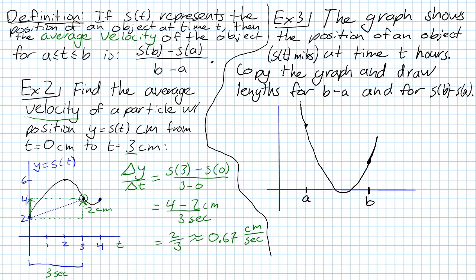Okay, here's a weird little example. Just trying to think a little abstractly and visually at the same time here. So if we just have a graph like this that represents the position of an object, S of t as measured in miles, at time t hours, just copy a graph that looks pretty much like this and draw lengths for b minus a and for s of b minus s of a. And what I mean by that is just draw a line somewhere whose length is equal to this number, and then draw a second line whose length is equal to this number.